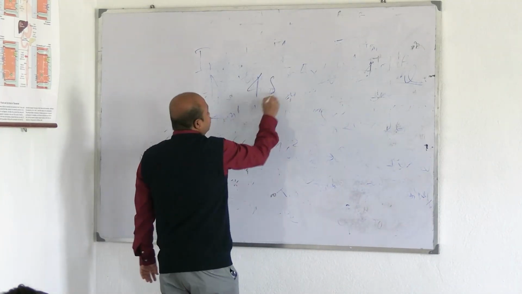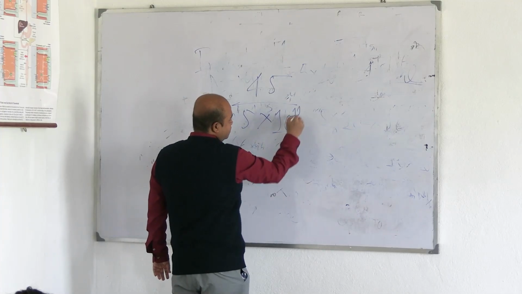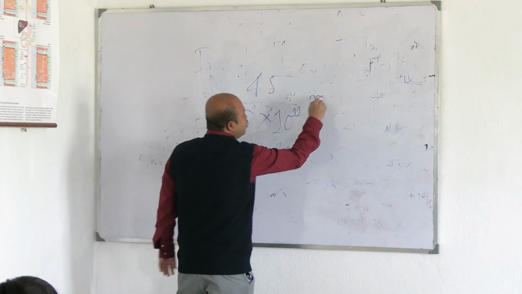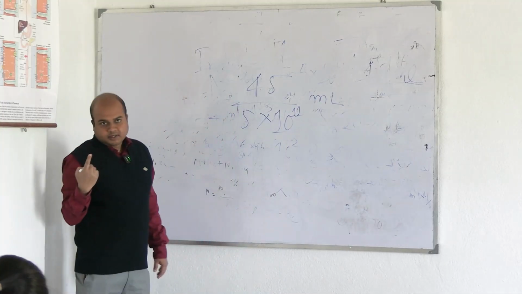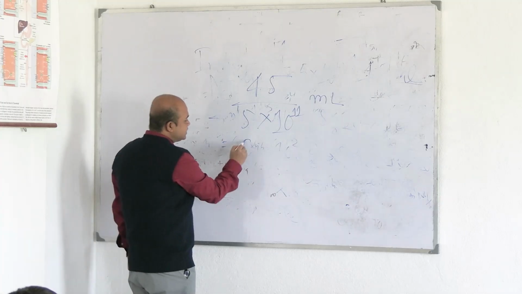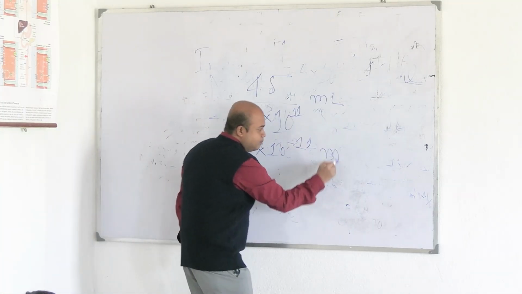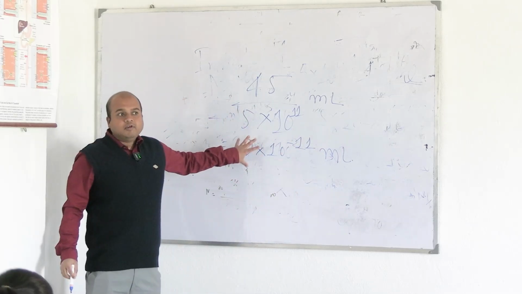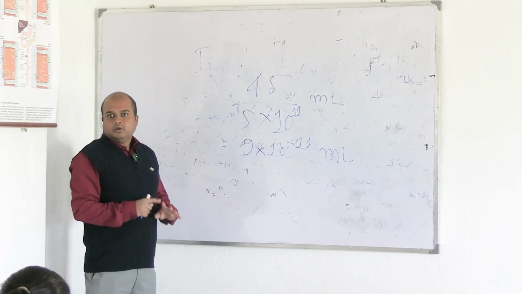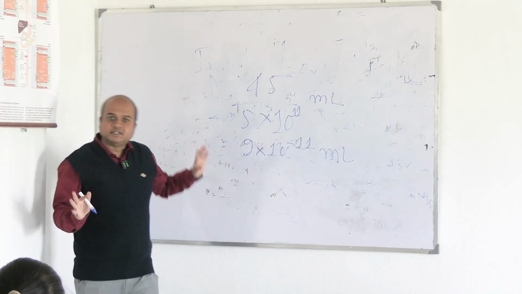And what is the unit? We have written 45 ml, 5 into 10 to the power 11 has no unit. So the unit is milliliter. This is the volume of 1 RBC, that is mean corpuscular volume, the average volume of 1 RBC. This is 9 into 10 to the power minus 11 milliliter. Even if you leave your answer at this, you are correct.